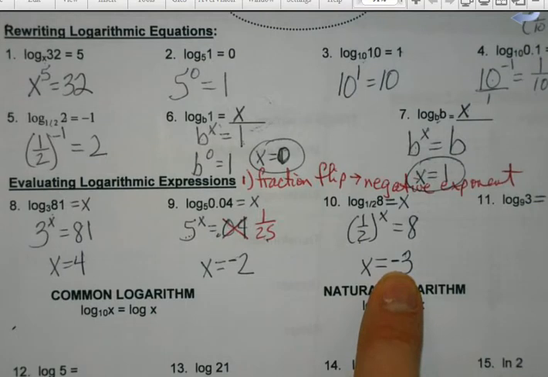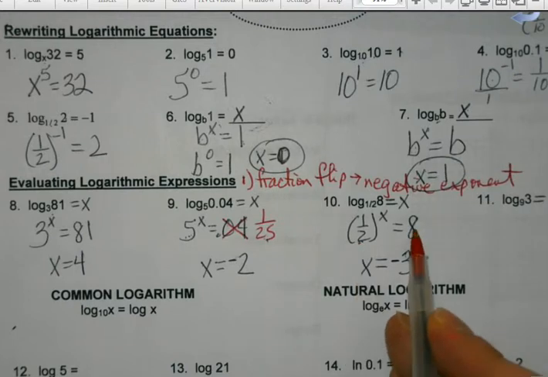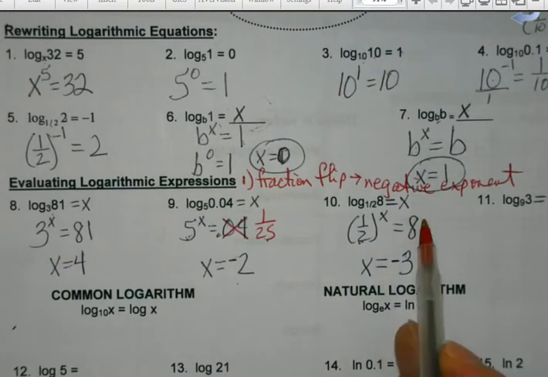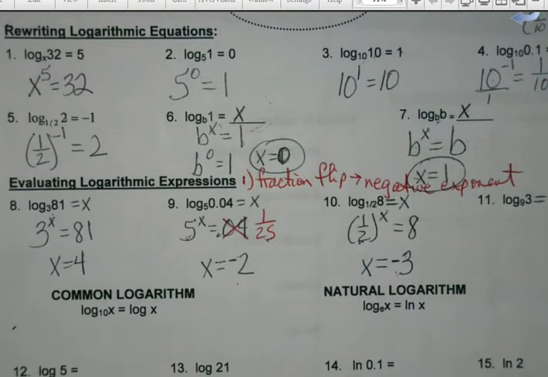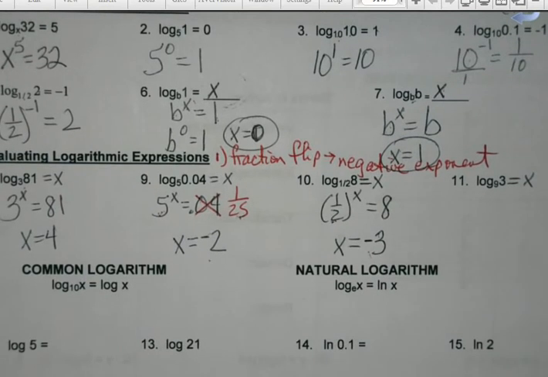But notice I'm not worrying about that at the start. I'm just looking to see, what do I take this whole number power by to get to here? We did 5 to get to 25 is 2. 2 to get to 8 is 3. And then I start dealing with the negative part. So that's one thing to keep in mind.